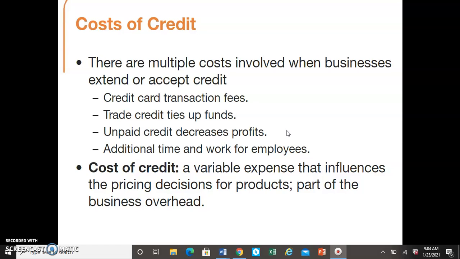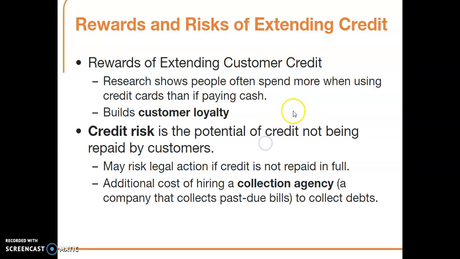So it's very important to know that with credit, there is a cost to the business or to the company for extending credit. This is a variable expense and it's going to influence your pricing decisions. So if you do decide to utilize credit, you should include this in the price of your product. Now, there are rewards for extending customer credit.